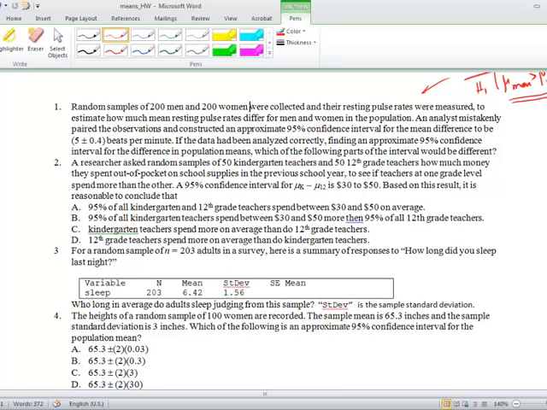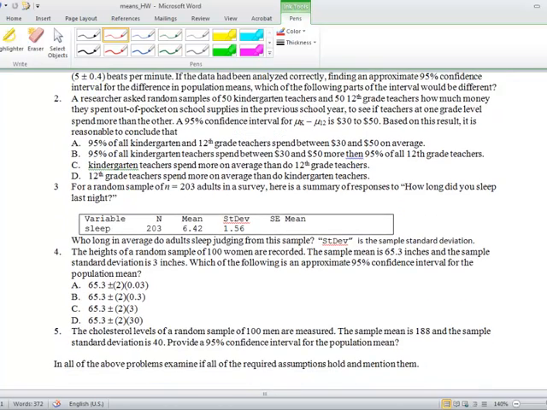Now let's look at problem number 4. The heights of a random sample of 100 women are recorded. The sample mean is this, and the standard deviation. Here I can form a problem and say, do women heights exceed, let's say, 66 inches on average? If I say on average, the use of the term on average means automatically mathematical mean. So if I'm asking the question, do women heights exceed 66 inches on average, that's a hypothesis.